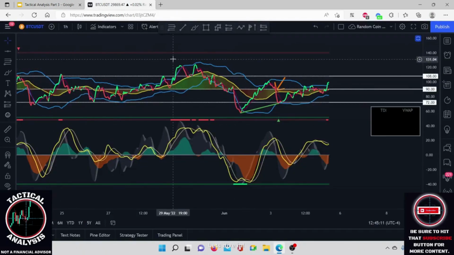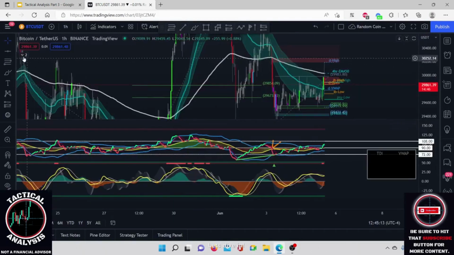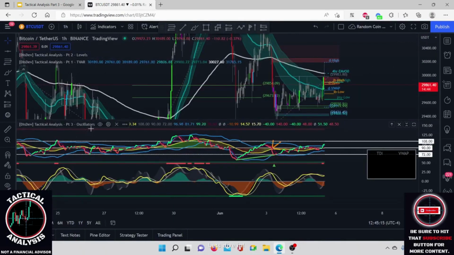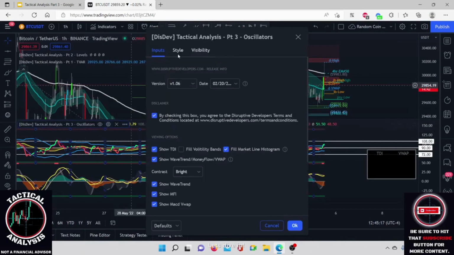While we're talking about that, let's scale out. Let's go down into our settings and just take a look, right? Let's see how simple and easy the settings are, right?